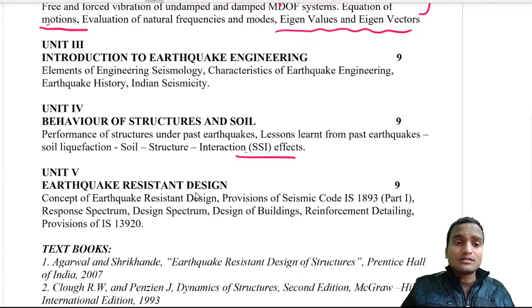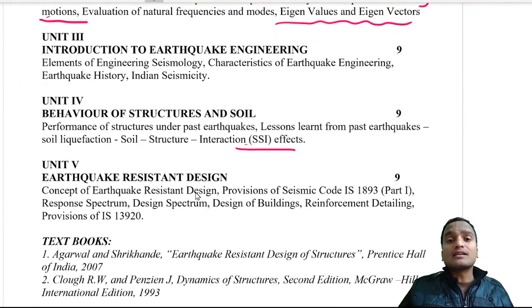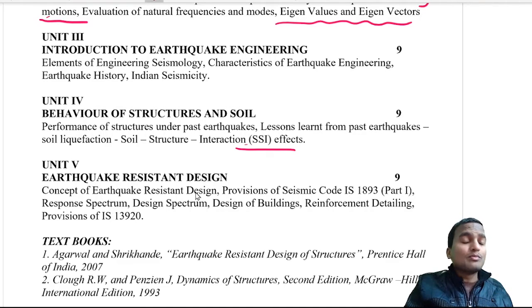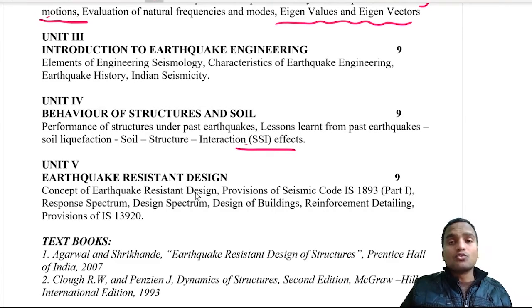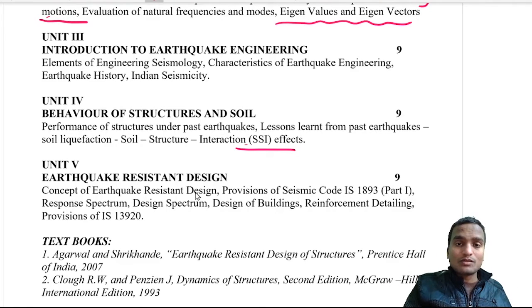And then the last unit is earthquake resistant design tips and procedures that are laid down in the Indian standard codes. Basically there are a few codes, out of which one is very important, IS 1893. IS 1893 part 1 deals with the provisions that we have to make as per the seismic code in a building which is going to be earthquake proof. See, no building can be earthquake proof, rather we can say earthquake resistant. Okay, the design is earthquake resistant.